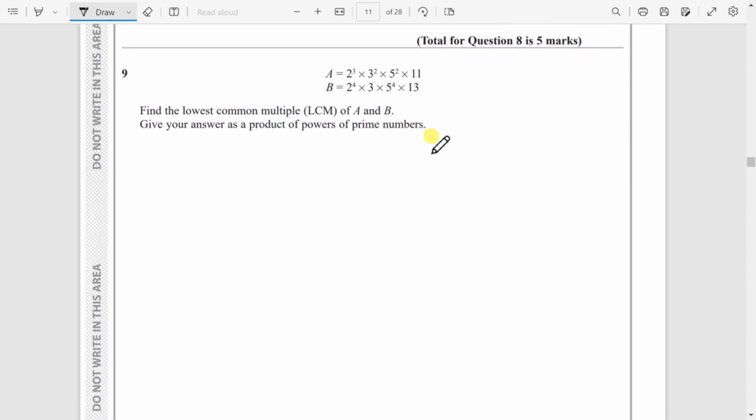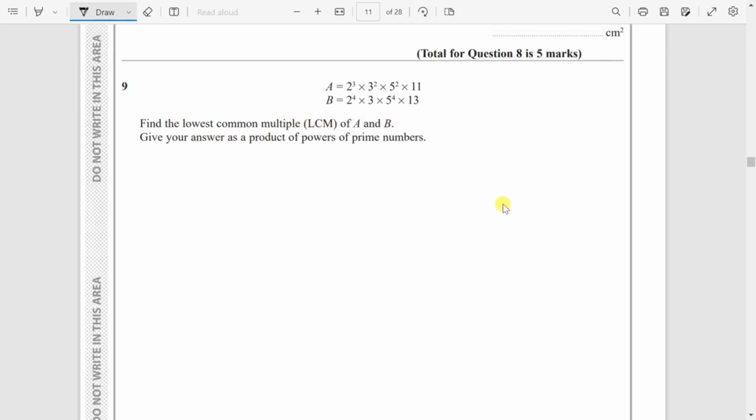Okay, 9. Okay, here we go. LCMs and HCFs. So find the lowest common multiple of A and B. Now here's a nice trick, yeah? And I'll do this for both. If you call your LCM and HCF, always look at the first letter, yeah? L means lowest, H means highest. Flip it in your mind, yeah?